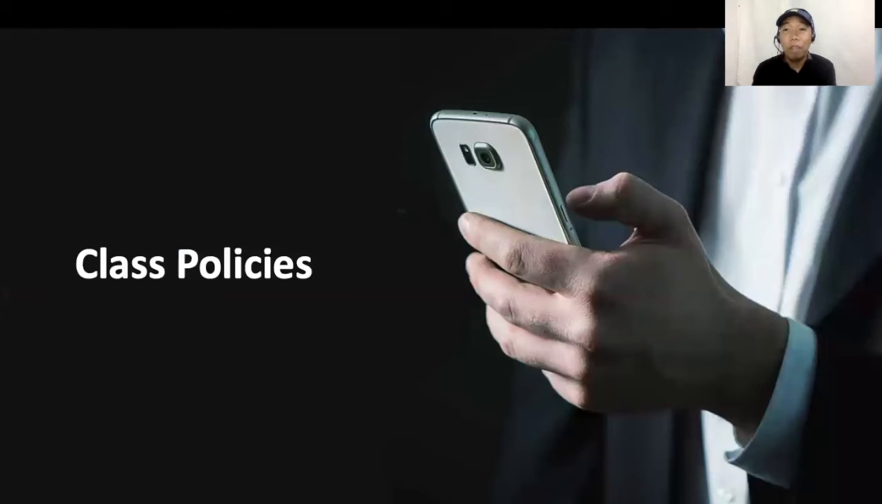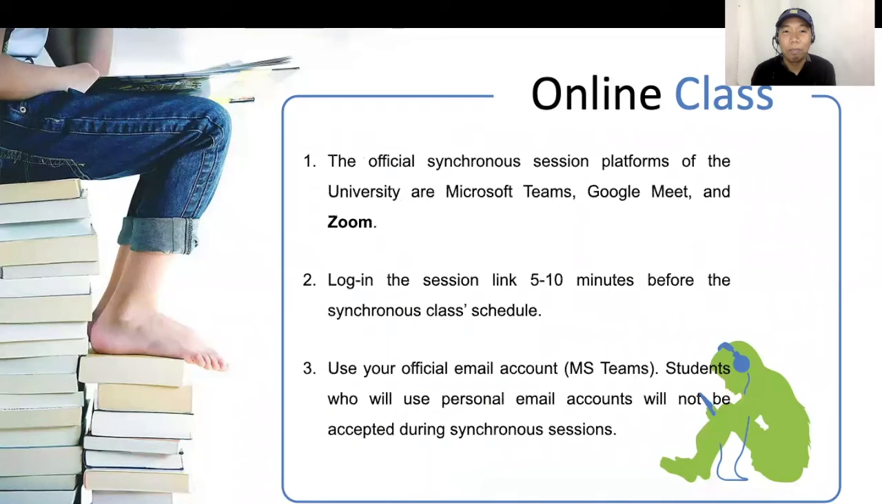Now let's move on to the class policies on synchronous sessions. Number 1, the official synchronous session platforms of the university are Microsoft Teams, Google Meet, and Zoom. In our subject, Advanced Engineering Mathematics, we will be using the Zoom platform. Number 2, log in to the session link 5 to 10 minutes before the synchronous class schedule.